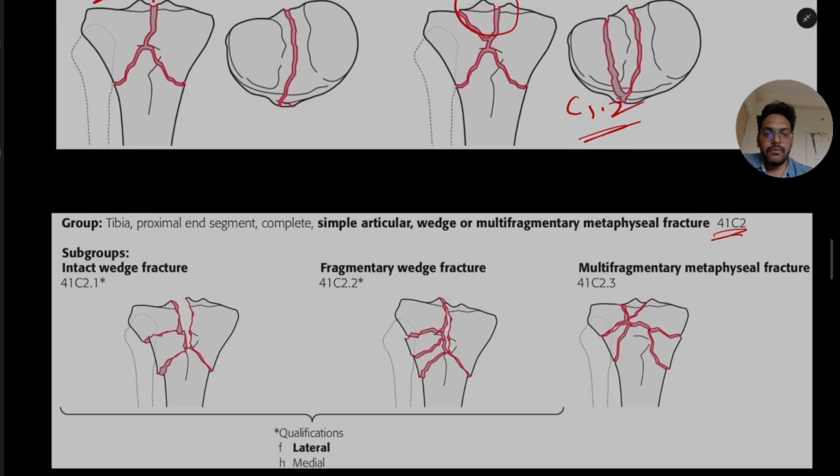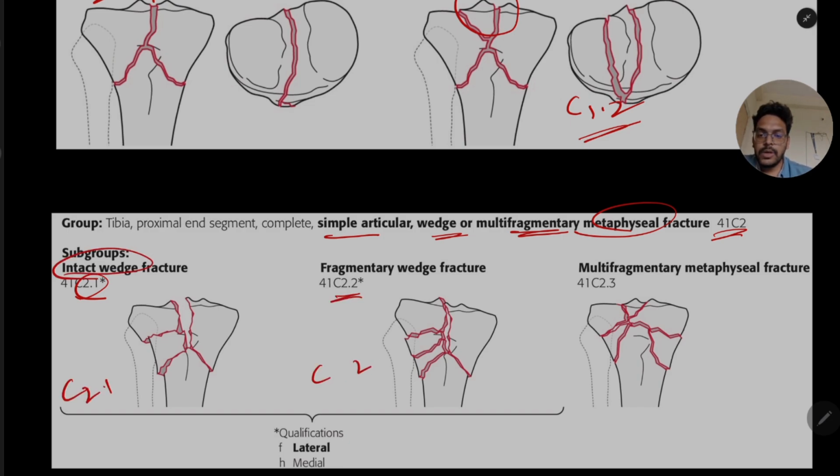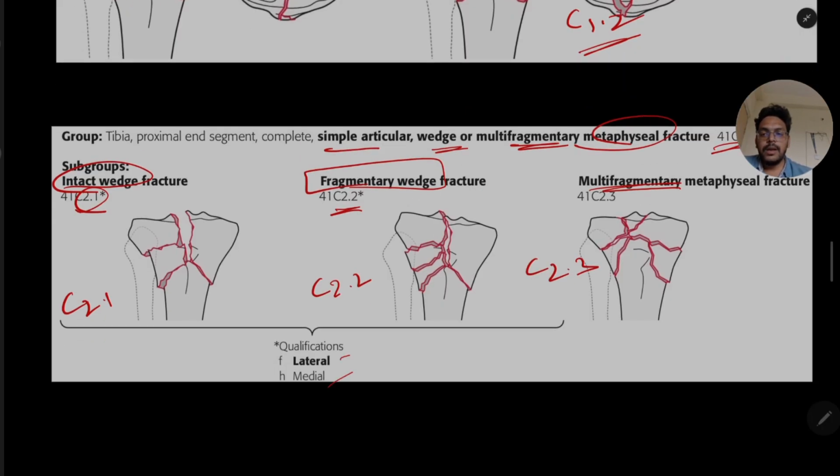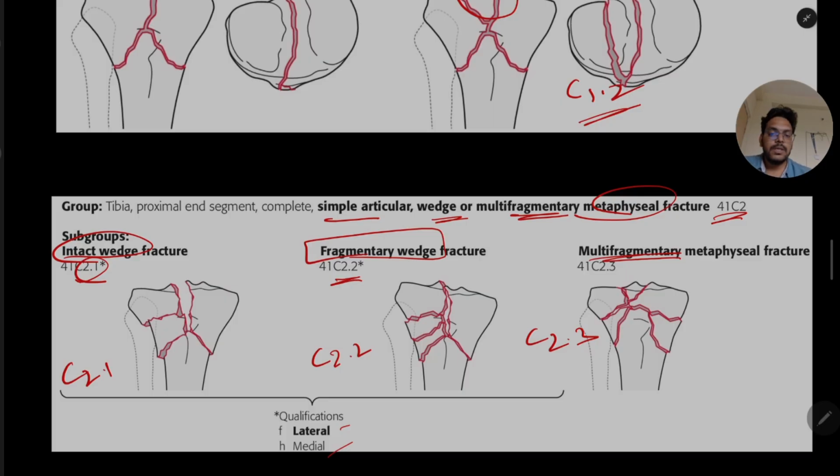Now coming to C2, where it is a simple articular, but the metaphysis is wedge or multifragmentary. So C2.1 is an intact wedge, C2.2 is a fragmentary wedge, and multifragmentary is C2.3. Again, the qualifiers are the same, lateral and medial. So this is C2.